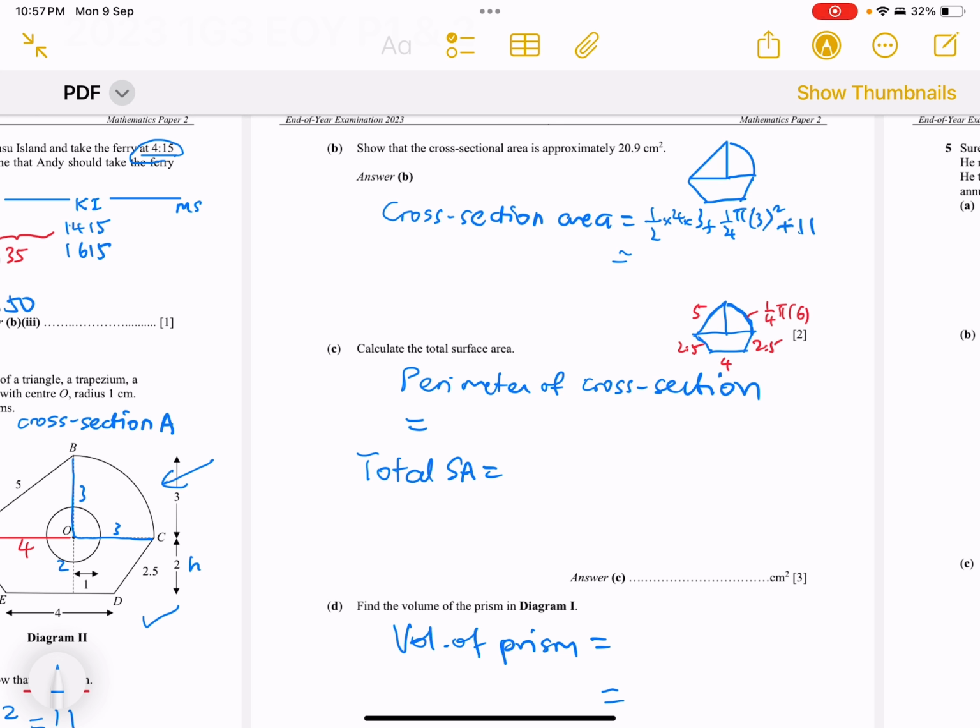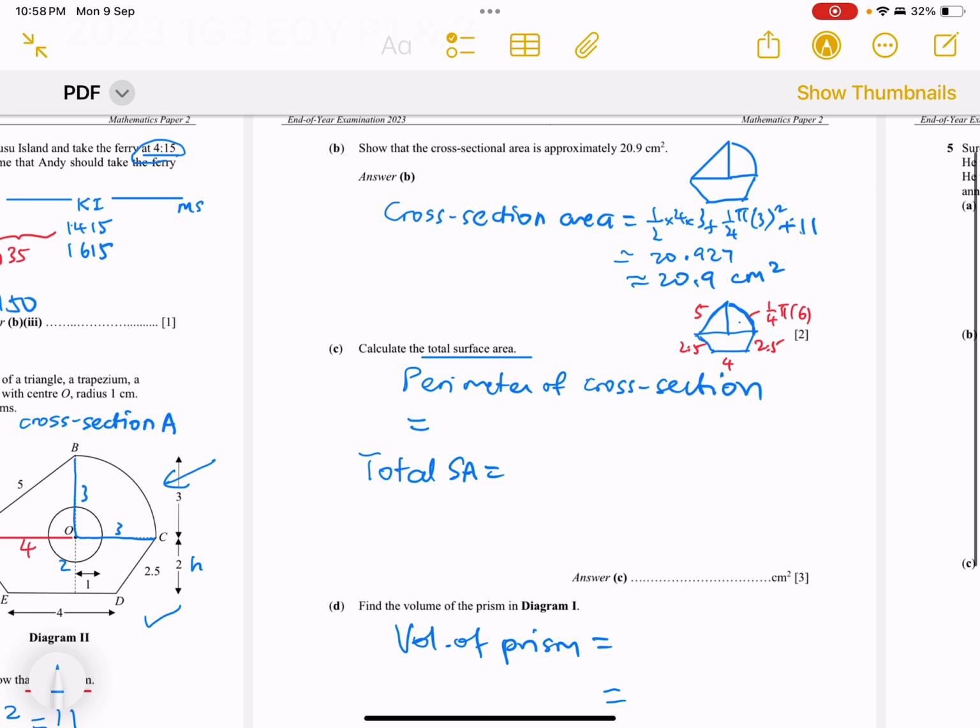And the cross section works out to be 20.927. That is approximately 20.9, answers to three significant figures. But we need to write 20.927 because we need to use it later. Right? So the perimeter of cross section is needed if you want to find the total surface area.